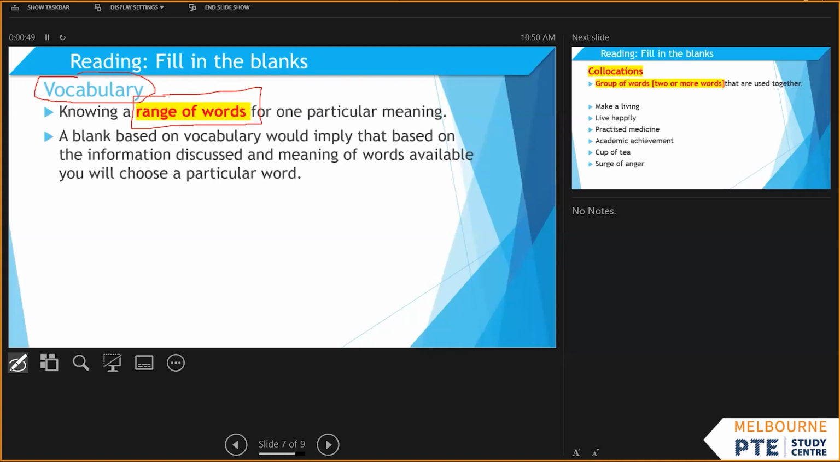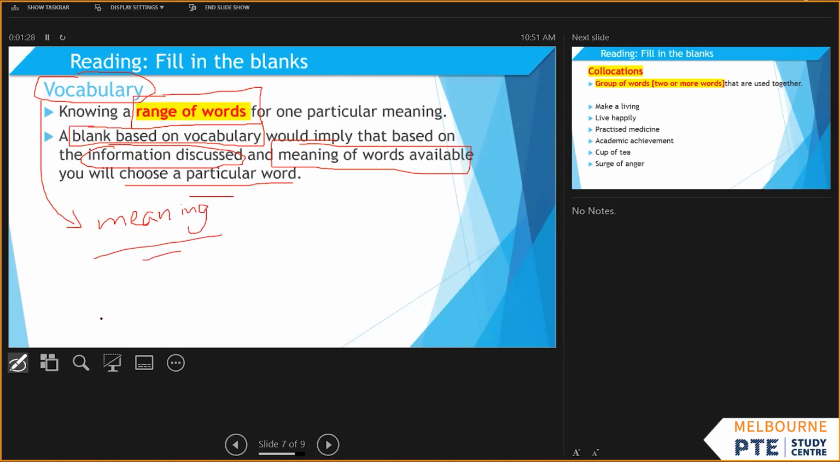So vocabulary, if I'm defining it, I would say it means knowing a range of words for one particular meaning. That would imply having a good vocabulary. But when I'm talking about a blank based on vocabulary, what does that mean? It means you look at the information being discussed in that question, you look at the meaning of the words available, and then you choose a particular word as your answer. Another way of putting it is that a blank based on vocabulary means answers that are purely based on meaning.